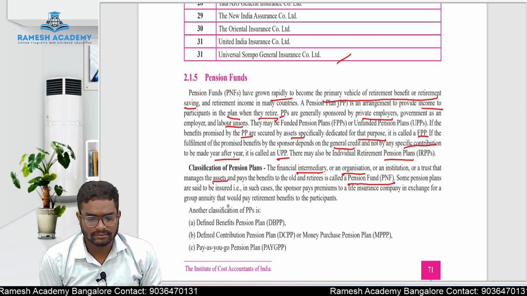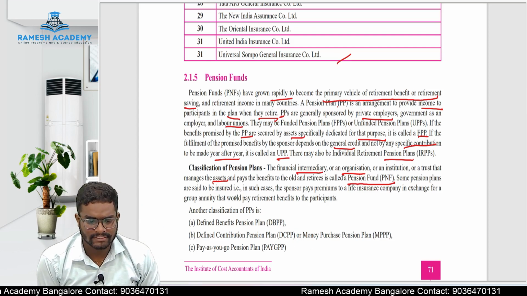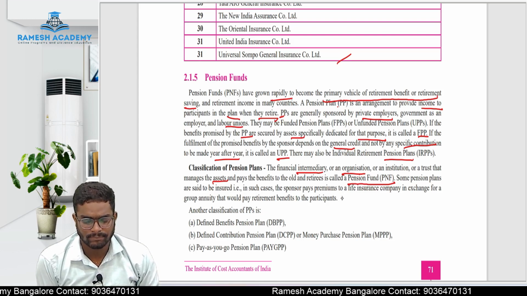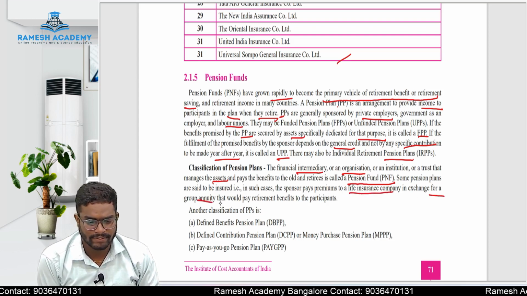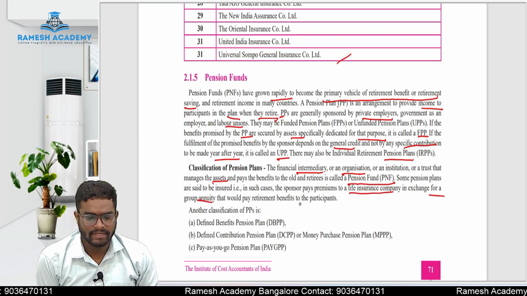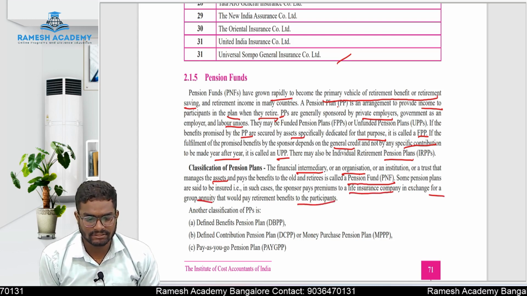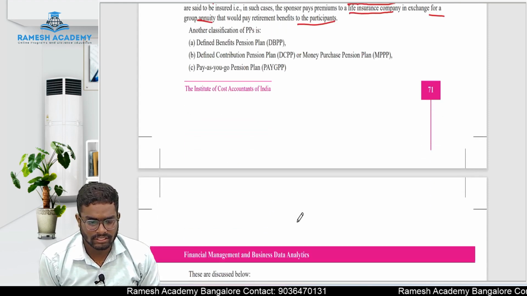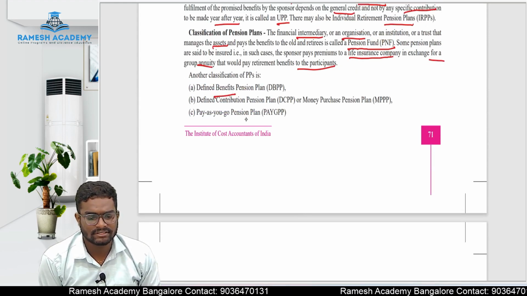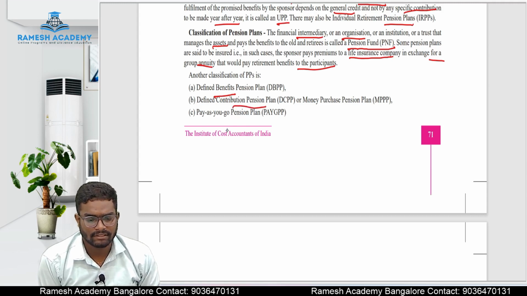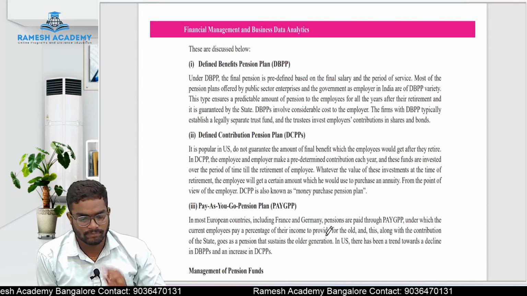Some pension plans are said to be insured. In such cases, the sponsor pays a premium to the life insurance company in exchange for a group annuity that would pay retirement benefits to the participants. So these are some of the classifications: defined benefit, defined contribution, or pay as you go pension plan. These are the types of pension plans.